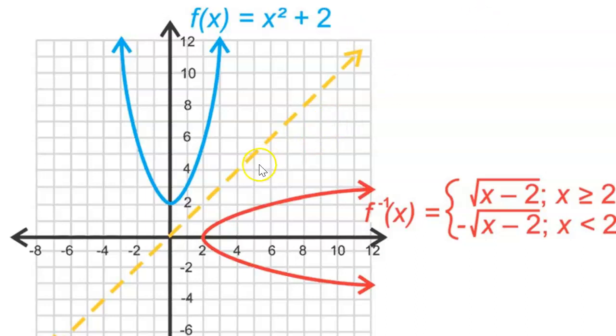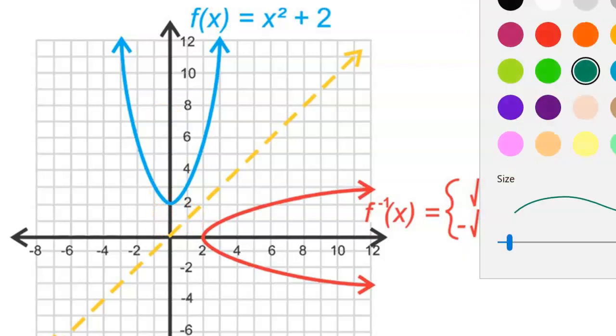If you locate a point on the blue function, (1, 3) for example, you'll find the opposite point, (3, 1), on the inverse function. So here's our inverses.